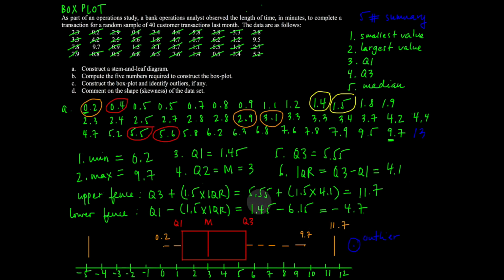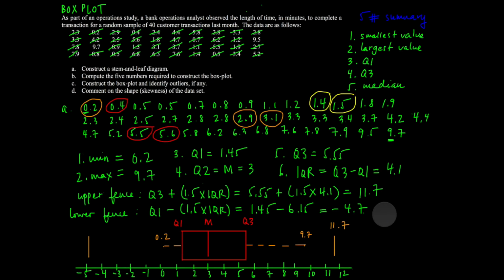Same thing for the left-hand side. Okay, so one last time. The whiskers go until the last data point before you hit the fence, and anything beyond that is an outlier. So in this case, are there any outliers? No, there are not. Everything is within the two fences.